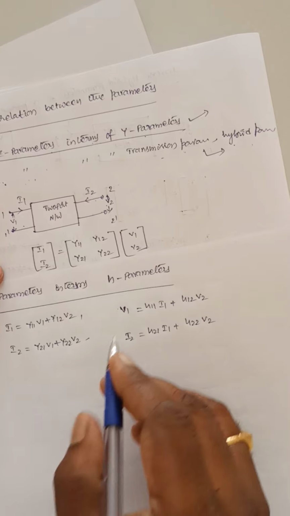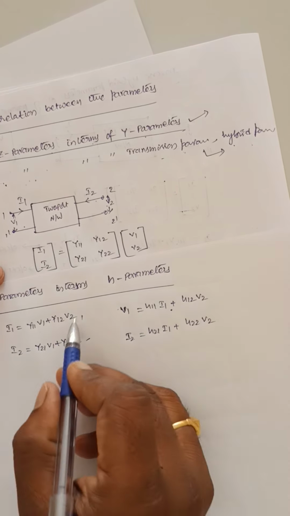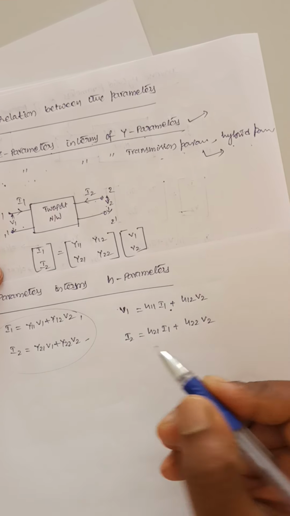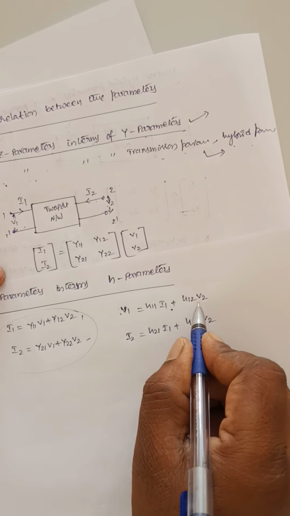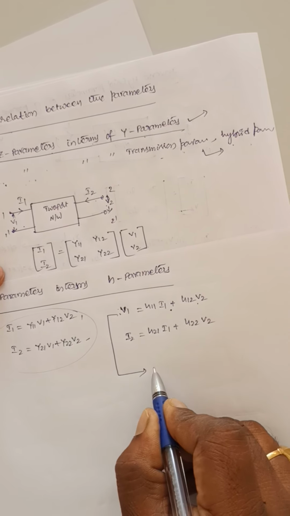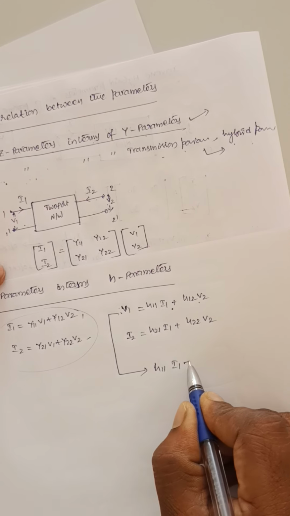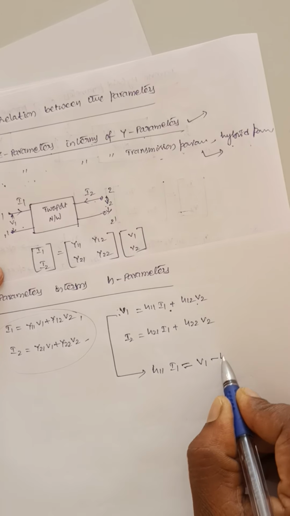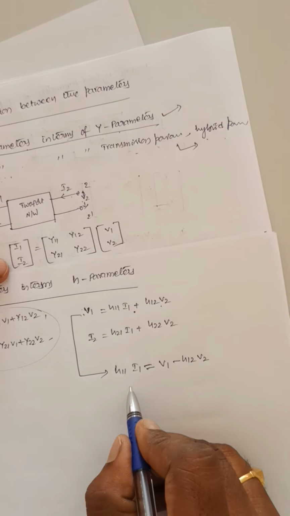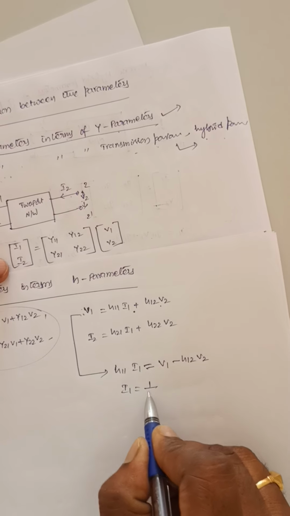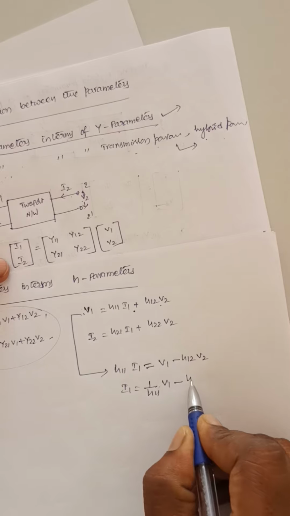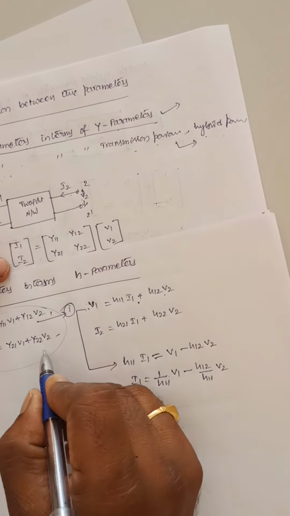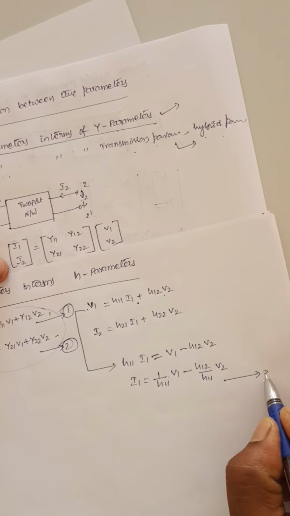Now I need to convert these expressions. From this equation, h11 into I1 is equal to V1 minus H12 into V2. Now I1 is equal to 1 by H11 into V1 minus H12 divided by H11 into V2. Let us assume this is equation number 1, this is equation number 2, this is equation number 3.